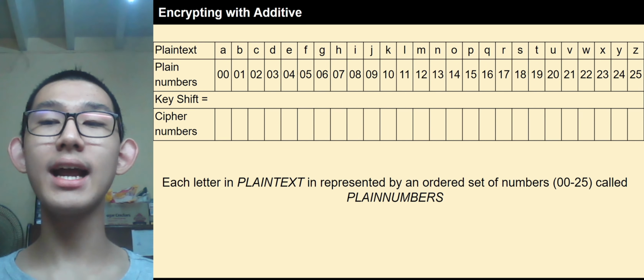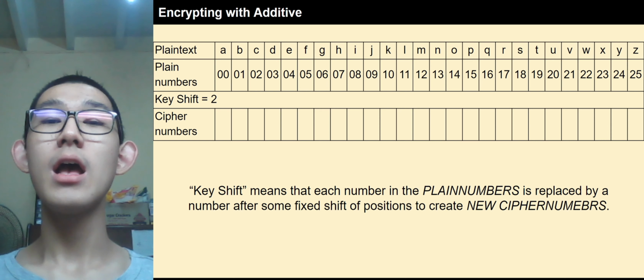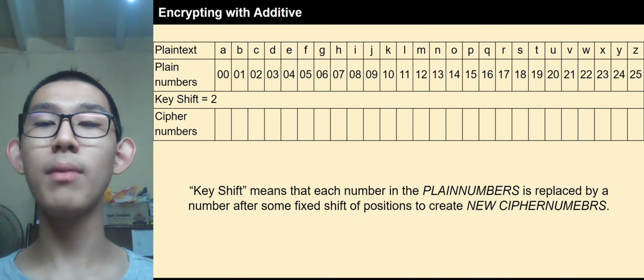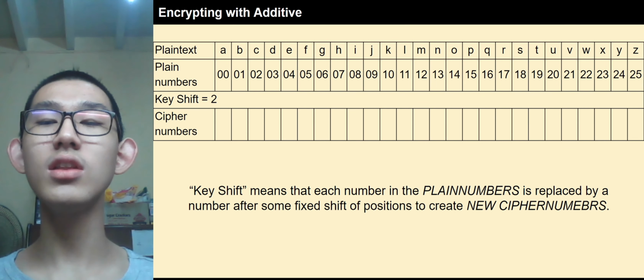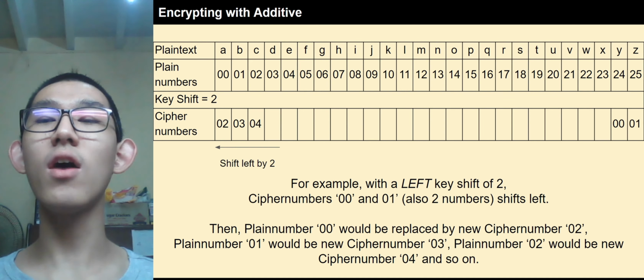Then we populate the second row with plain numbers. Each letter in plain text is represented by an ordered set of numbers 0 to 25 called plain numbers. Key shifts make an appearance here too. Key shift means that each number in the plain numbers is replaced by a number after some fixed shifts of position to create new cipher numbers. So we will be doing a key shift of 2 again.